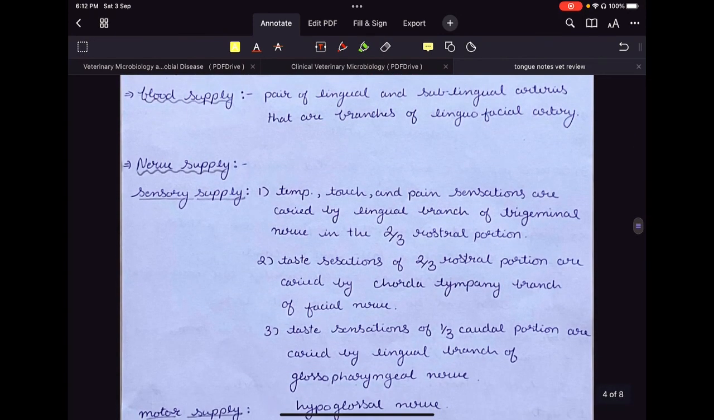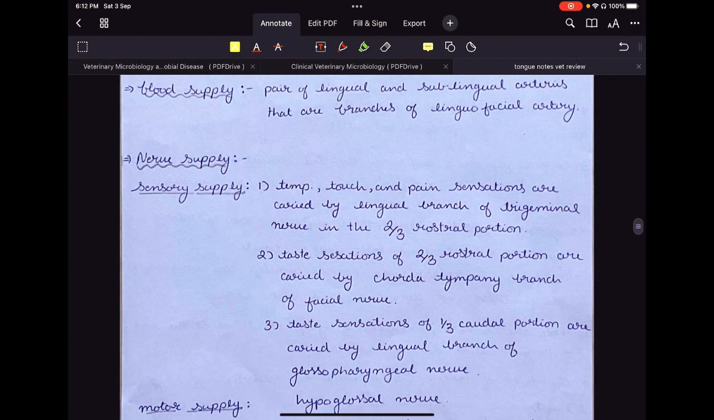Now, the last and the most important thing here is blood supply and nerve supply. The tongue gets its arterial blood from the lingual and sublingual branches of the linguofacial artery. Sorry for my botched pronunciation of linguofacial. The lingual and sublingual arteries are a pair of arteries, two lingual, one on each side, and two sublingual, one on each side. They are branches of the linguofacial artery, and they supply arterial blood to the tongue.